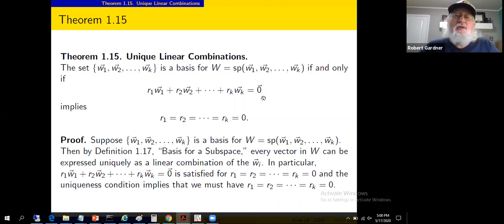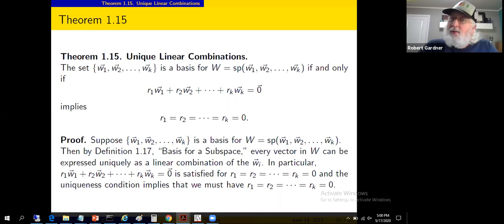The implication is linear combination equals a 0 vector. We know we could get scalars to be 0. We must get the scalars to be 0 because of the uniqueness part in the basis. So this part is easier with that uniqueness approach to it. But that shows then if we have a basis, then this equation implies these coefficients are 0.